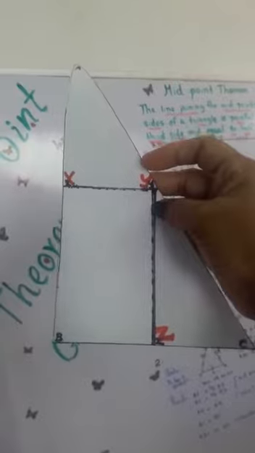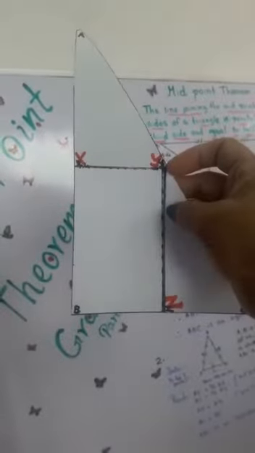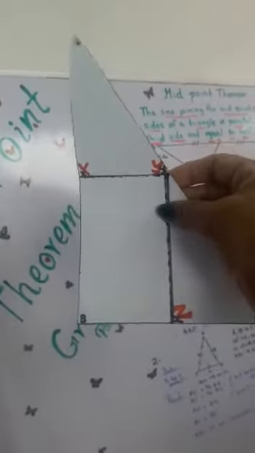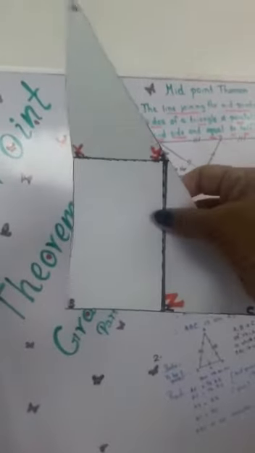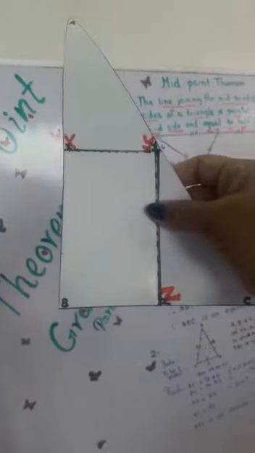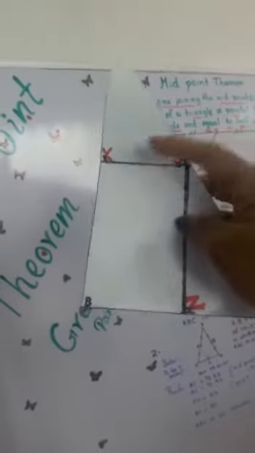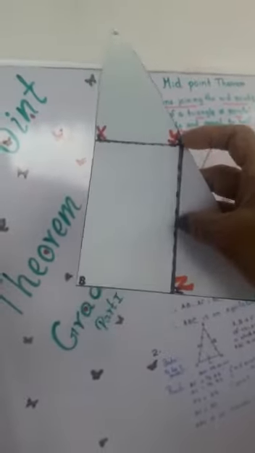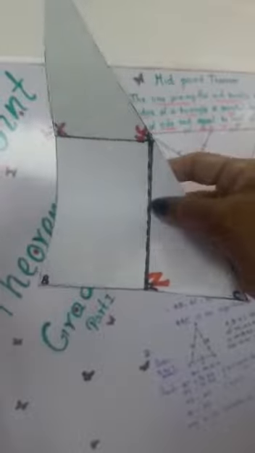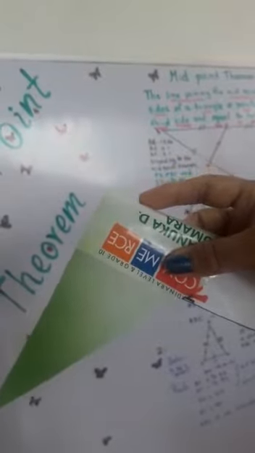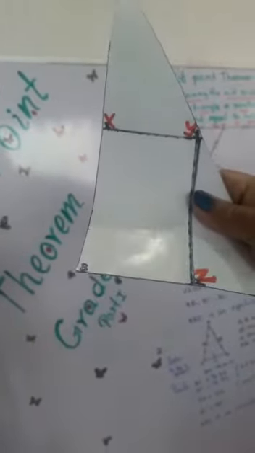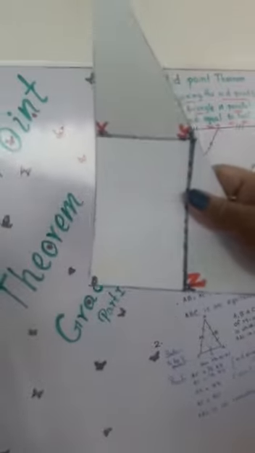That is known as a mid-segment. And also we can find if there's any relationship between this line segment and BC. That means BC is the third side of this triangle. We'll see by folding here. These two are getting equal. XY and BZ are equal.